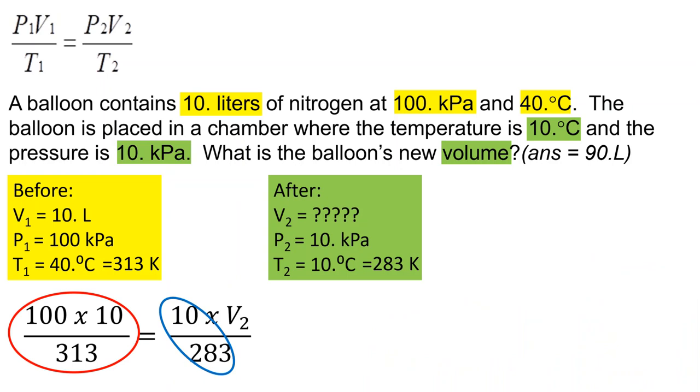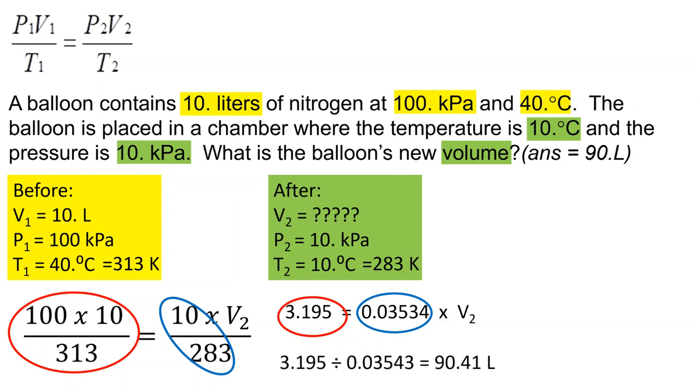I combine everything in the red circle into one term and everything in the blue oval into one term. So then I have 3.195 equals 0.03534 times V2. Now that's easier for me to see how I'm going to solve it. So I take 3.195, I divide it by 0.03543, and I get 90.41 liters. But I need to do my significant figures, and that would be 90. liters with sig figs.